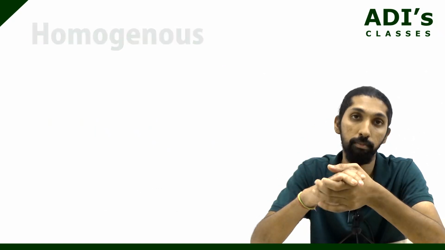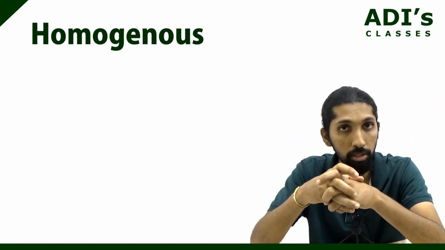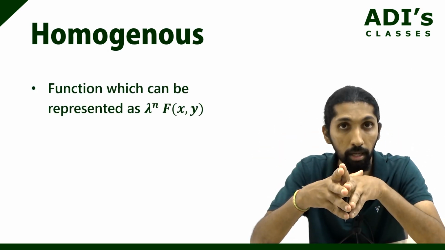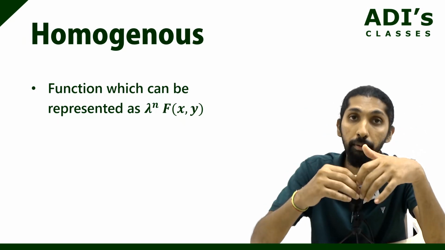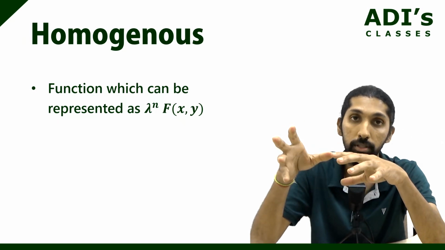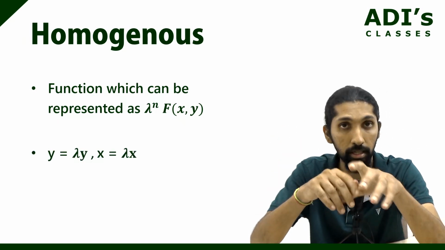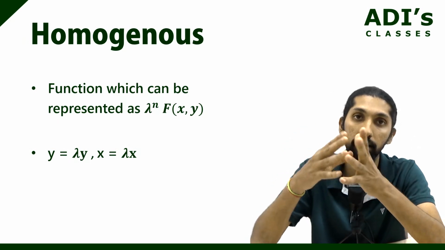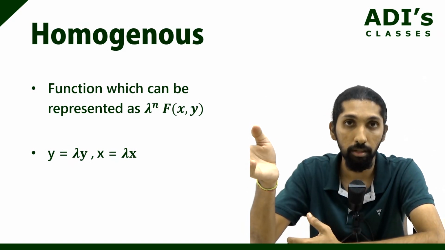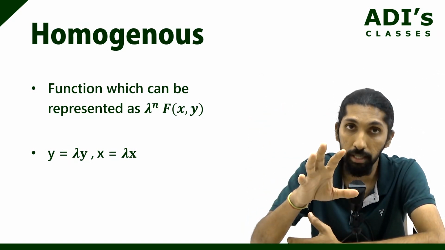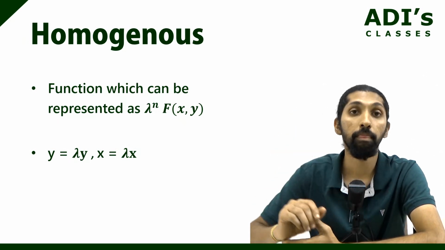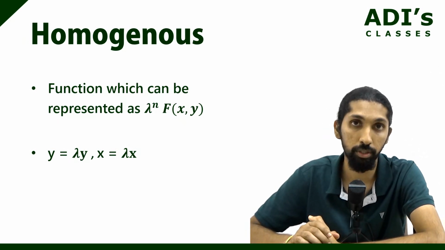Next is the homogeneous method, the second one. In the homogeneous method, how did we define it? If a function can be represented as lambda power n into f of x comma y, that means if you substitute the variable y as lambda y and x as lambda x in the function, and the function can be represented as lambda power n into f of x comma y, then that is a homogeneous function, right?